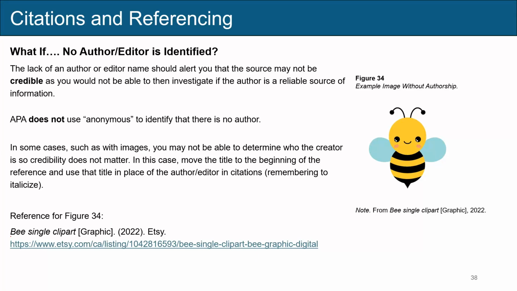So here I have Bee single clip art. I indicate in the square brackets that this is a graphic, period. I found out it was developed in 2022 and it was being hosted on Etsy. So it was on the Etsy website. And then I have a link to that specific image. This would be the only place that you should be using a source that does not have an author.